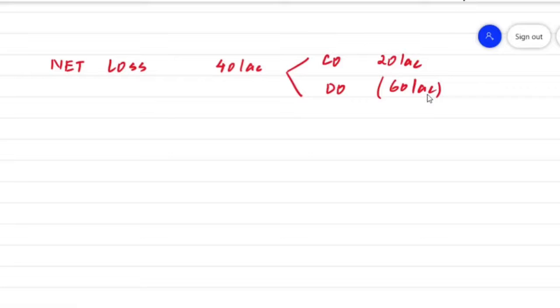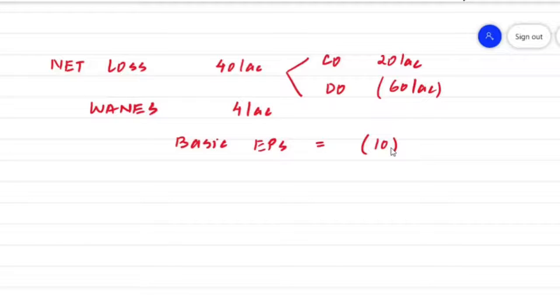And let's say the company has got a weighted average number of equity shares of, let's say, 4 lakh. So can I say if I were to calculate a basic earning per share, then I would simply divide my total net loss, which is 40 lakhs, divided by 4. So that works out at -10. But I'm not computing a basic EPS separately for CO or DO. I'm just taking a basic EPS based on total operations, just for understanding.